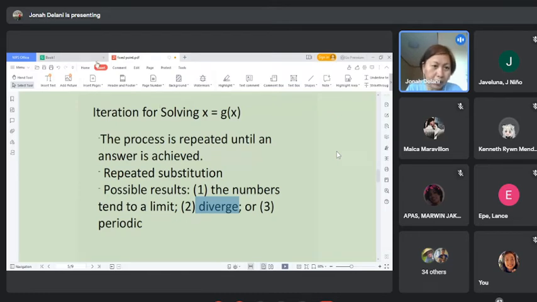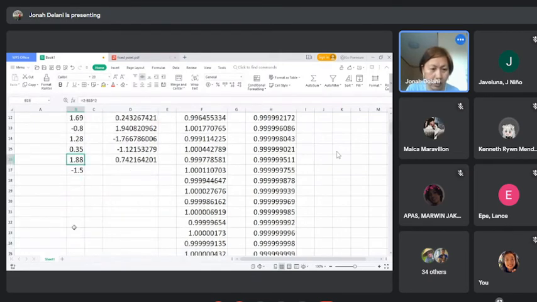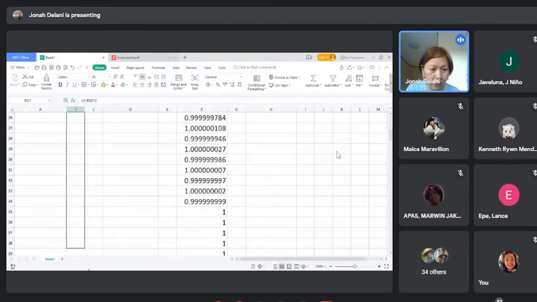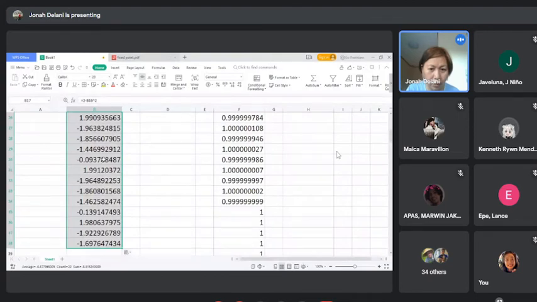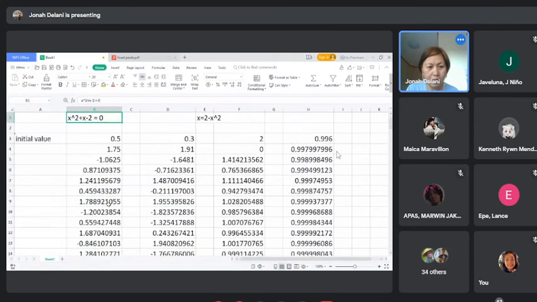Meaning, if it diverges, it will not settle even if I implement it further. Right? It will not attain a single number. So this is what it means that for the initial value, we also try to find the right initial value.